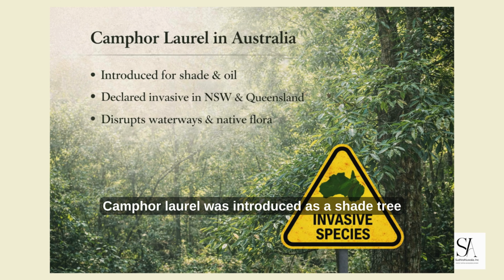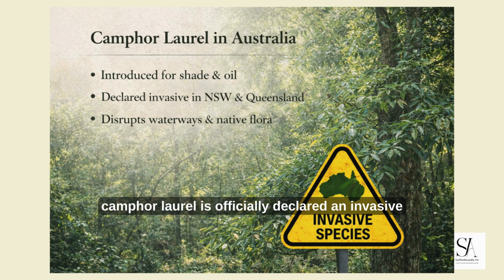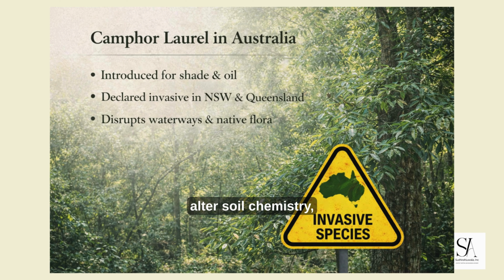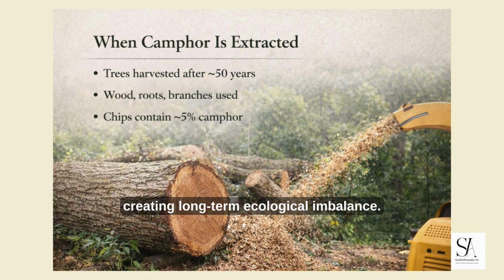Camphor laurel was introduced as a shade tree and for its aromatic oil. Over time, it spread rapidly, displacing native vegetation. Today, camphor laurel is officially declared an invasive species in New South Wales and Queensland. Dense camphor stands clog waterways, alter soil chemistry, and suppress the regeneration of native flora, creating long-term ecological imbalance.